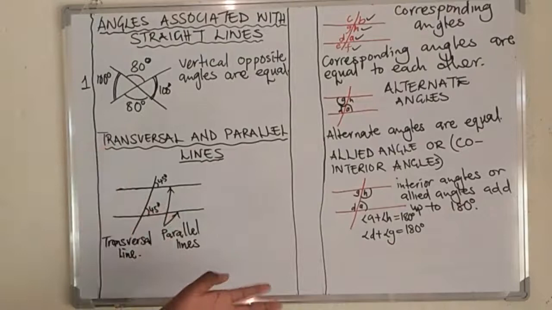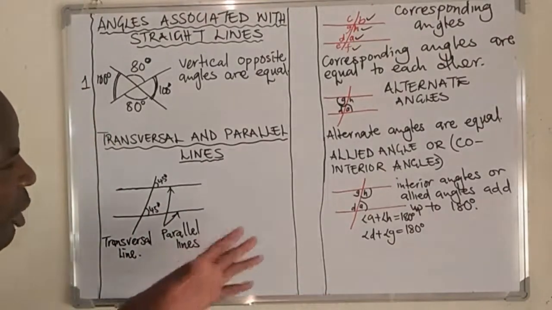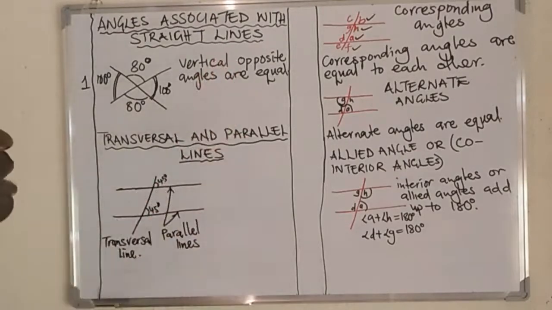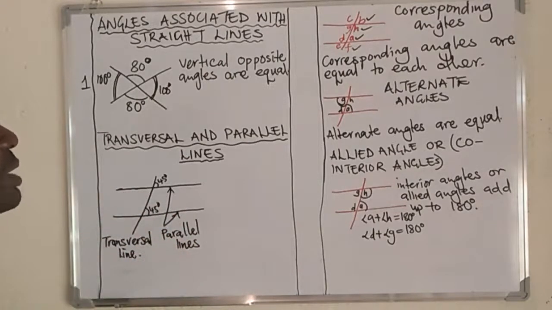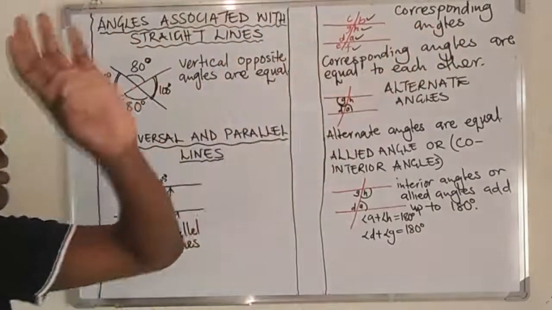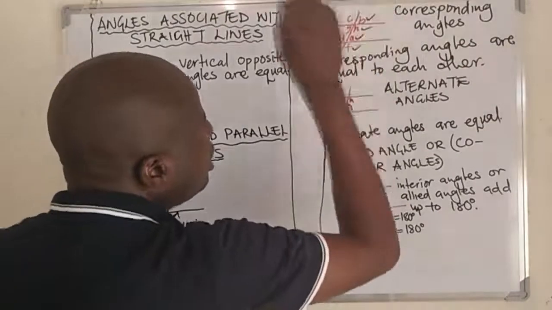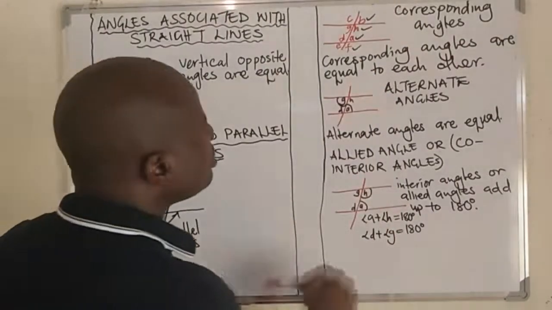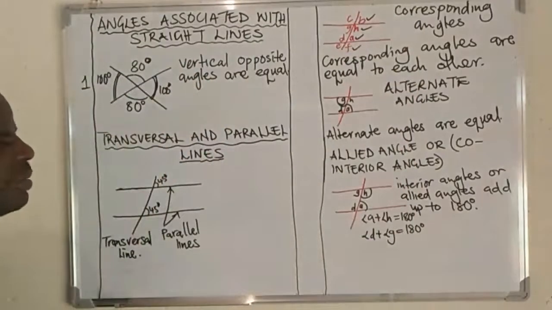So basically, you need to master these properties of parallel and transversal lines, angles that are formed by parallel lines and a transversal line. You need to master these principles. You need to know the corresponding angles. We said corresponding angles are those which have got the matching position on the angles. So you have A and B, F and H, they are matching, they have the same position.